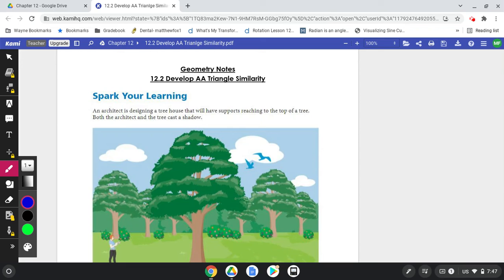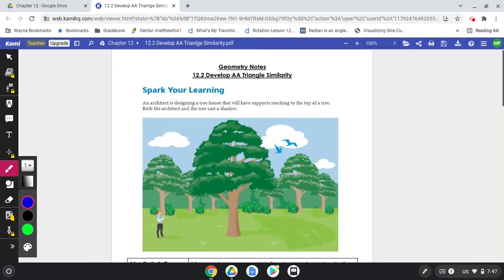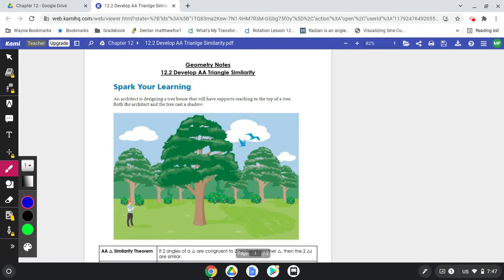All right, good morning. Today we're going to continue talking about triangle similarity. Specifically, we'll start off with AA triangle similarity. And the A, we hopefully remember from last semester, stands for angle. Okay, so we need a triangle to have triangle similarity.